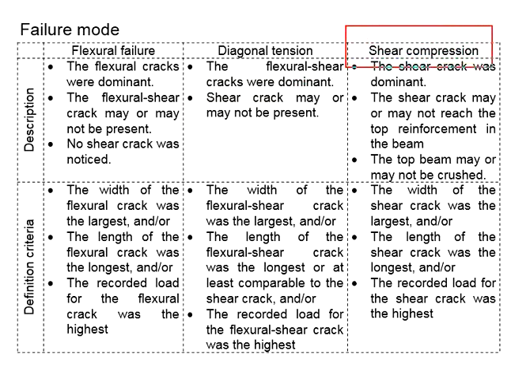Now when it comes to the shear compression failure, the shear crack is dominant. This shear crack here may or may not reach the top reinforcement of the beam, and the top of the beam may or may not be crushed due to the load. Depending on the test setup, the specimen that failed due to the shear may not necessarily have the flexural crack or the flexural shear crack. It is possible to have shear crack alone. We also look at the crack width, crack length, and the recorded load to determine the shear compression.